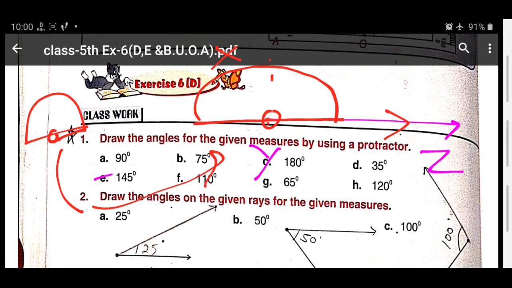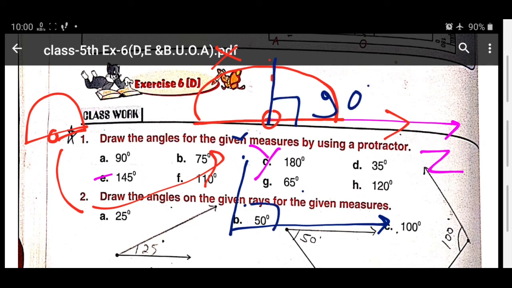Now what you do, remove the protractor. When you remove the protractor, it will become like that. It is X here. Now with the help of a scale you join this line, and this angle is known as what? 90 degrees. And how to write the name? You have to write the name like that. Angle XYZ is equal to 90 degrees.